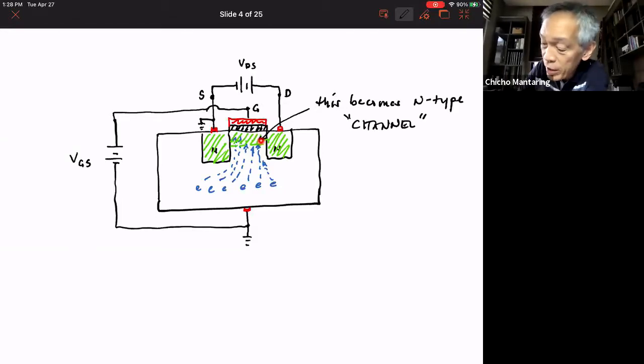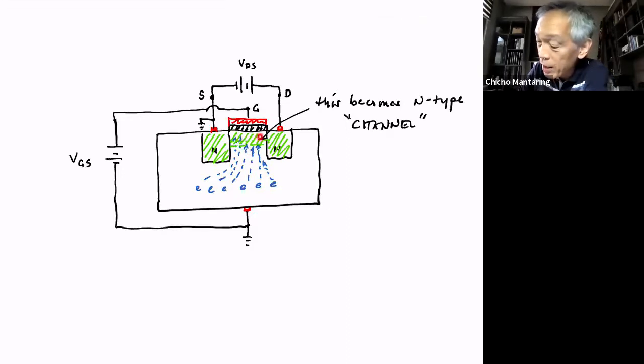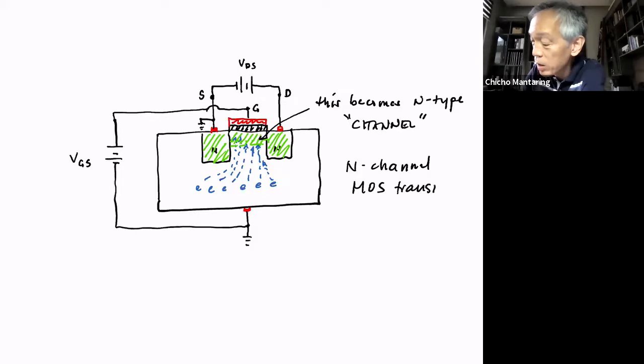This area that was created, that became N-type because the electrons were attracted to that area, is now called a channel, and this is called an N-channel MOS transistor. Or in short, just an NMOS transistor.